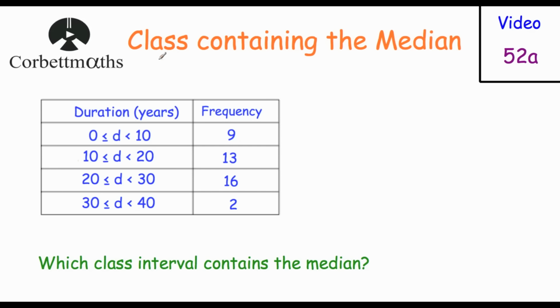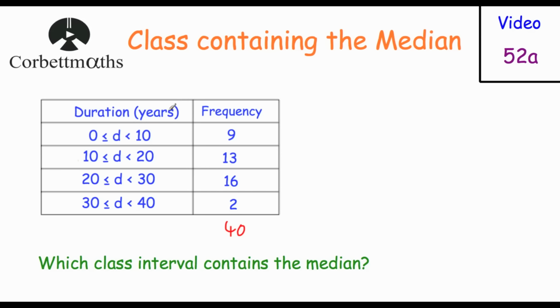Okay, let's have a look at our next topic. So our next topic is finding the class interval that contains the median. So here we've got a grouped frequency table with duration going from 0 up to 10, from 10 up to 20, 20 up to 30, and from 30 up to 40. And we've got the frequencies. And if we add up these frequencies, there's 40 altogether. And we've been asked to find which class interval contains the median.